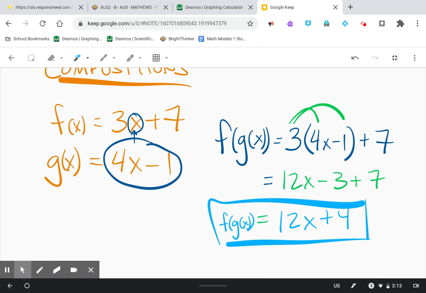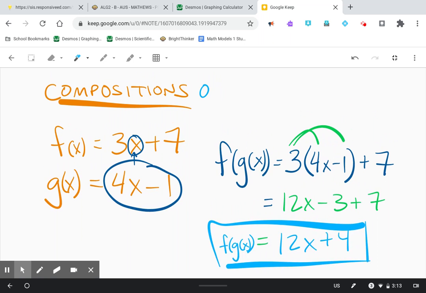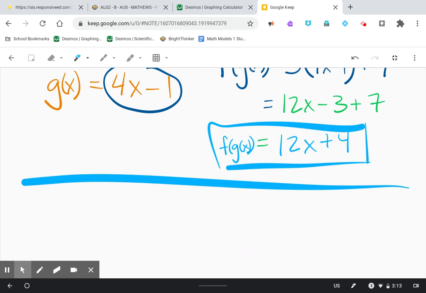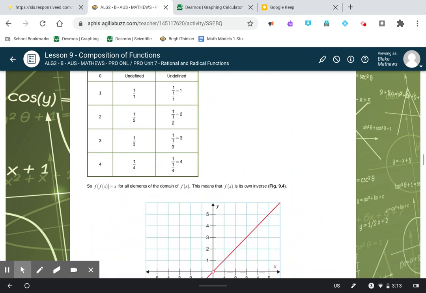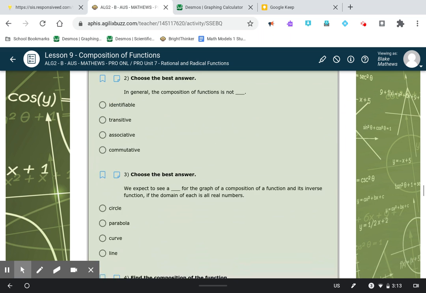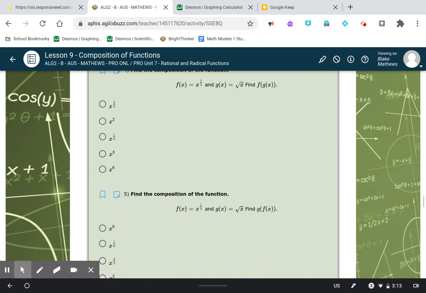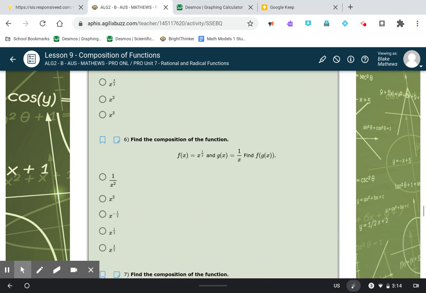Please go back. I'll put a link in the video description to that other video so you can review compositions of functions that way. But in this lesson, we're doing composition of functions dealing with the types of functions that we've been working with. So the first thing we need to talk about is strategy. If you look at the actual lesson, a bunch of vocab there, they're giving us a variety of functions that are either radicals or fractional exponents or reciprocal functions. So one thing we're going to want to do is convert everything into exponents.